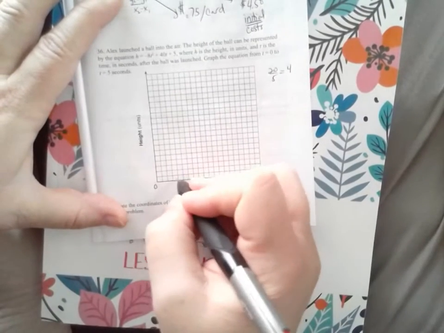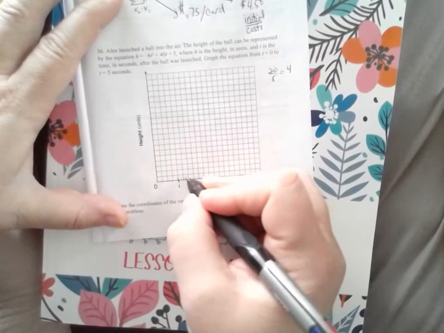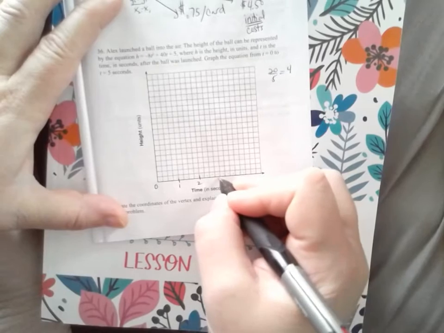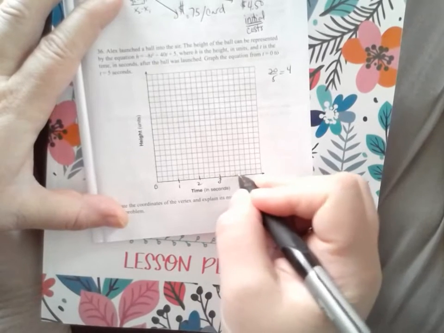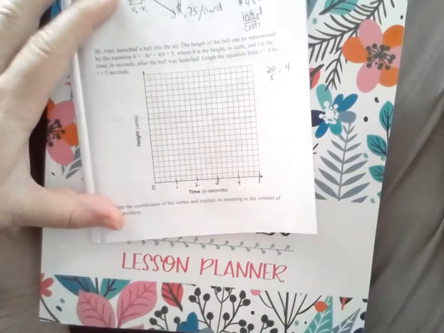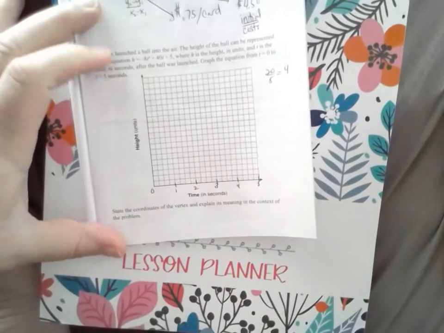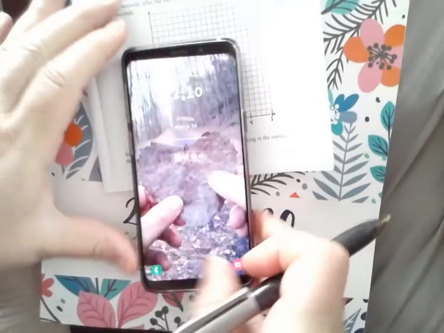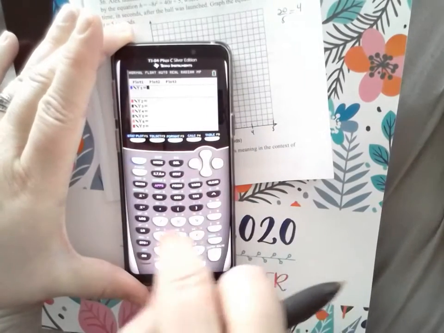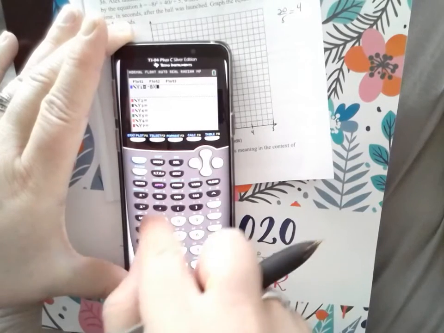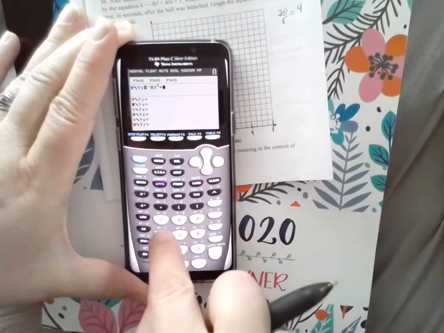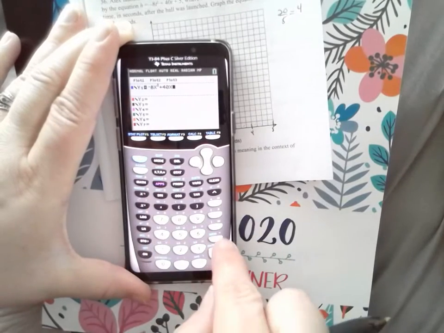So 1, 2, 3, 4, and so on, 5 times. Okay. And I'm going to plug this into the calculator because I think every graph should be accompanied by a table of values that the calculator provides for you. Notice I'm using x when I'm putting it in the calculator because the calculator recognizes x on the screen, not t.